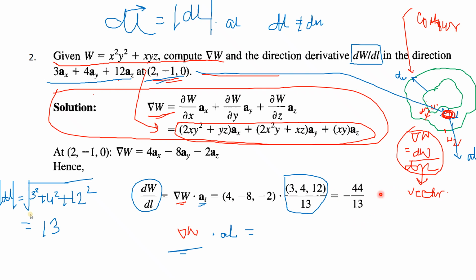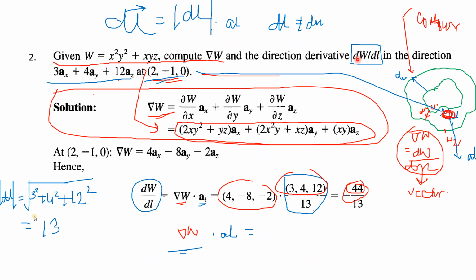If you take the dot product, as you all know, you will get a scalar value. So this is minus 44 by 13, because if you take the dot product of this vector and this vector, you will get 44 and the denominator will be 13. Actually you will get minus 44.